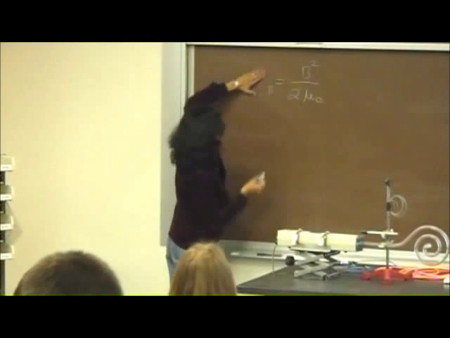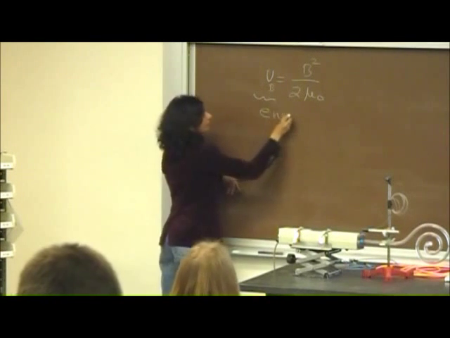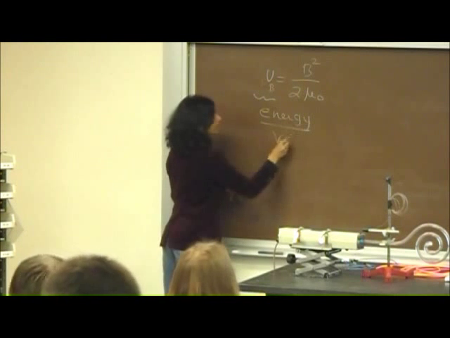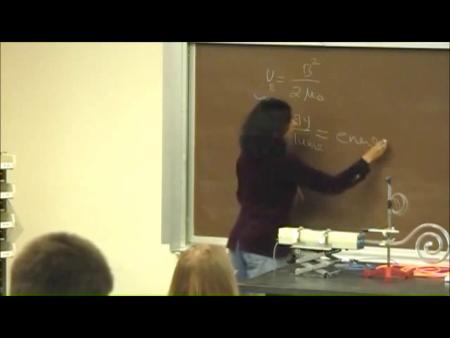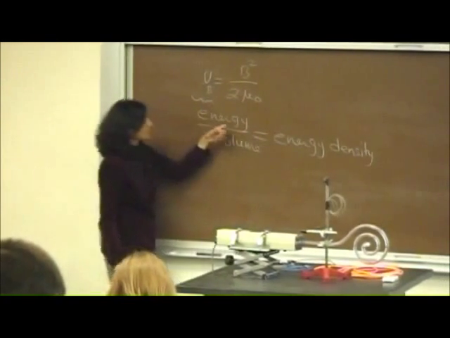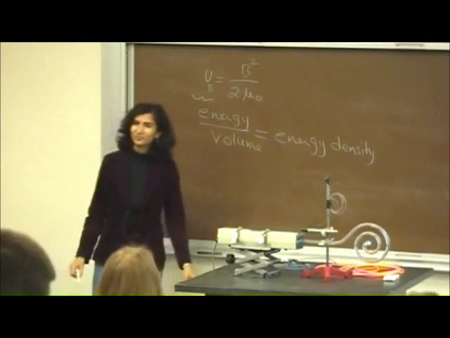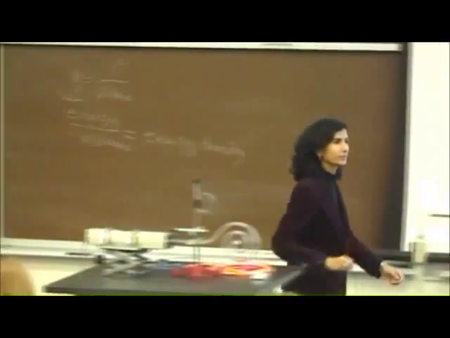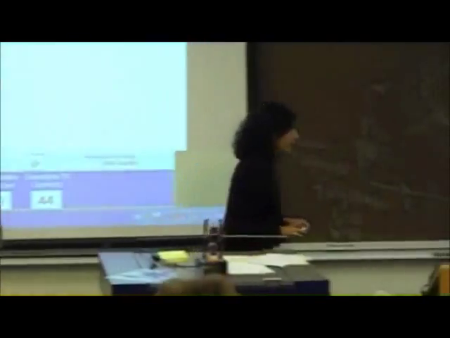This is the energy density, energy per unit volume, which is called energy density. So its unit is joules per meter cubed, right? Any questions about this? Anybody? Okay, then let's move on.